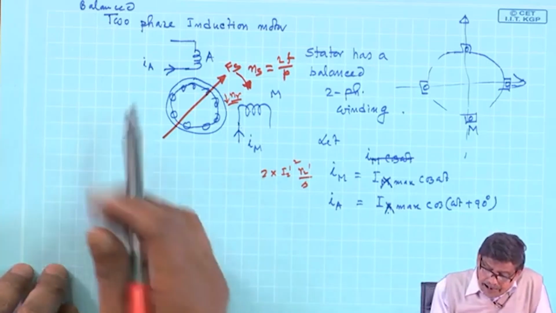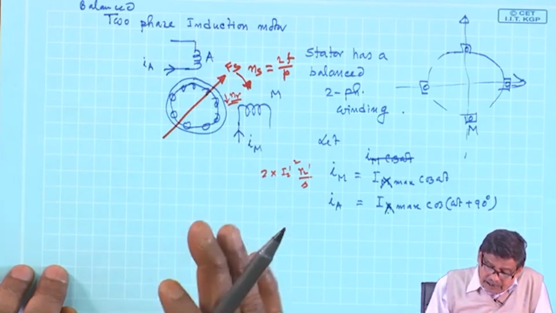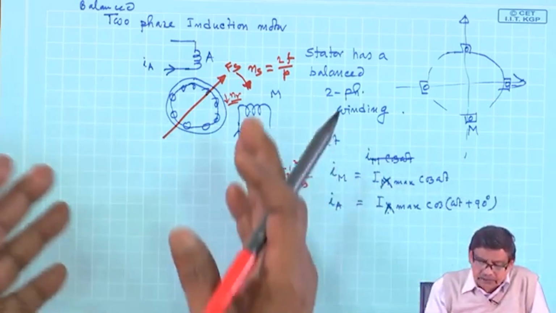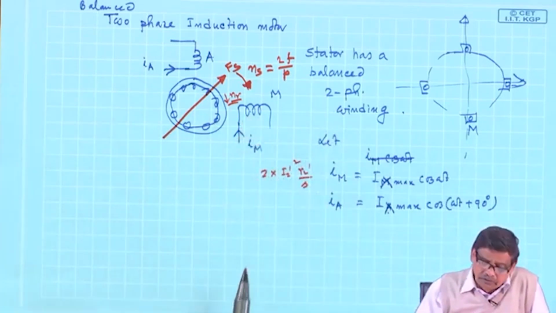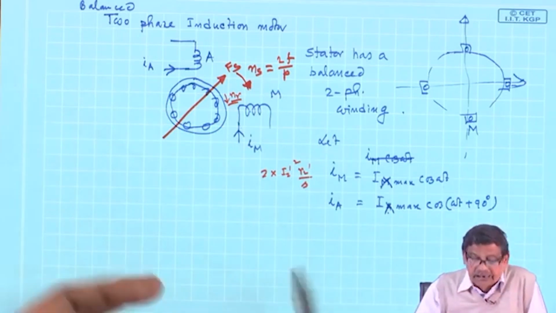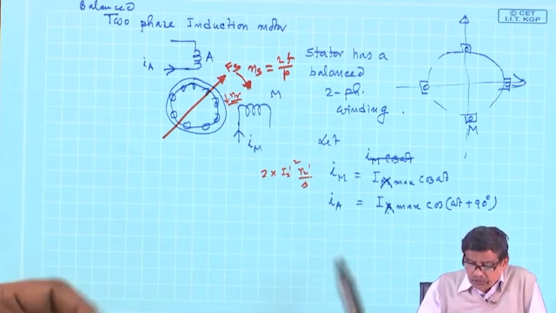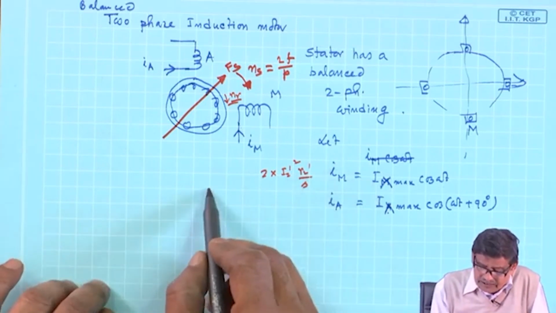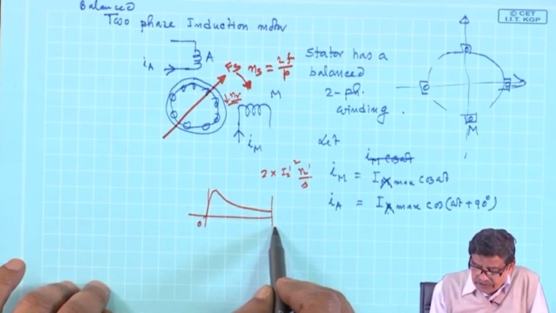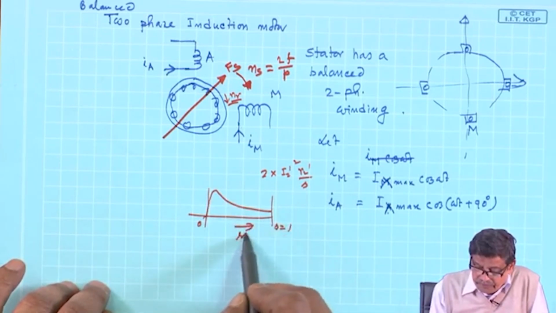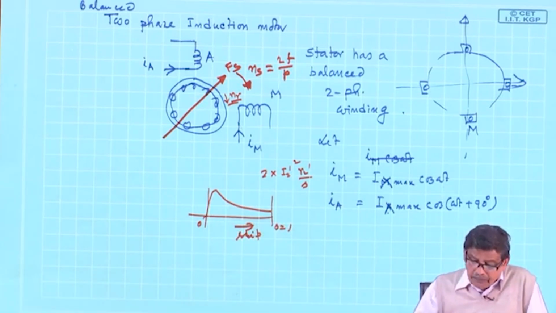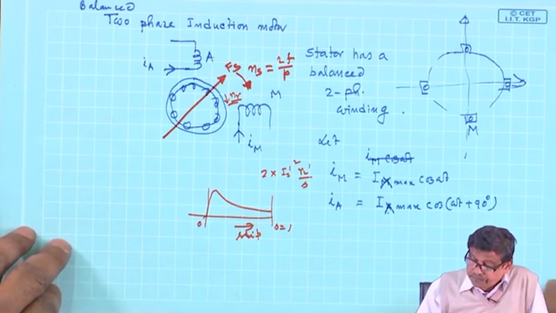Therefore, a balanced 2 phase induction motor is one which will work nicely. Its theory need not be separately told. You draw the per phase equivalent circuit and you get away with it. In fact, those things have been done. The torque slip characteristics will be similar, like this, S equal to 0, S equal to 1, things like that. Is that clear? Therefore, this is the thing.